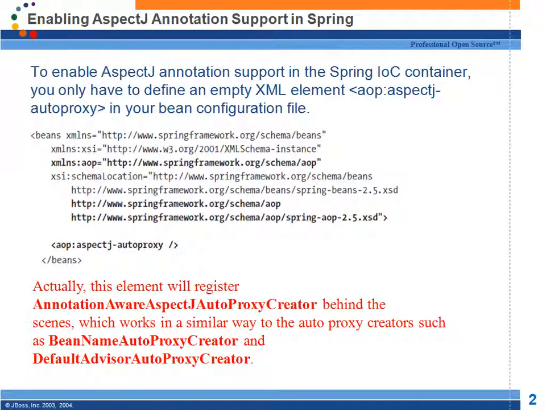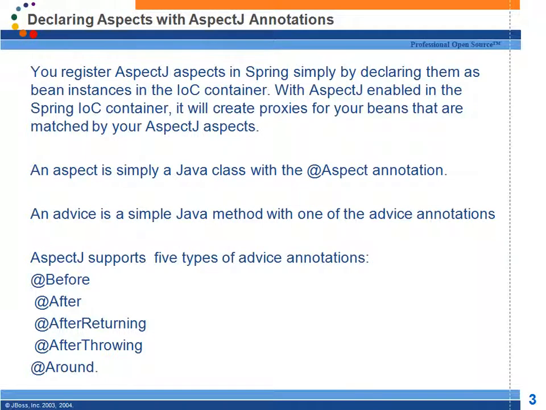Just like these are two auto proxy creators, BeanNameAutoProxyCreator and DefaultAdvisorAutoProxyCreator, there is another thing called AnnotationAwareAspectJAutoProxyCreator. Annotation aware means it will recognize the annotations. Now once you do this, these are the 5 types of annotations available: Before, After, AfterReturning, AfterThrowing, Around. Before is same like before advice.